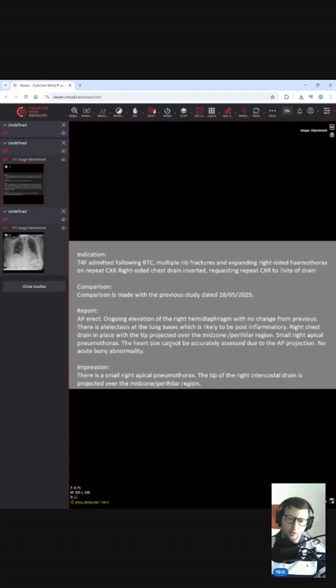So in the bulk of the report, I've just described the features that we're talking about there. The raised hemidiaphragm, the atelectasis. I've described the place of the chest drain and the small pneumothorax. So I've summarized there. It's really important because clinicians don't always have time to read the full report. If we get a summary in there answering the question. So there's a small right apical pneumothorax, and I've described where the tip of the intercostal drain is in that summary.